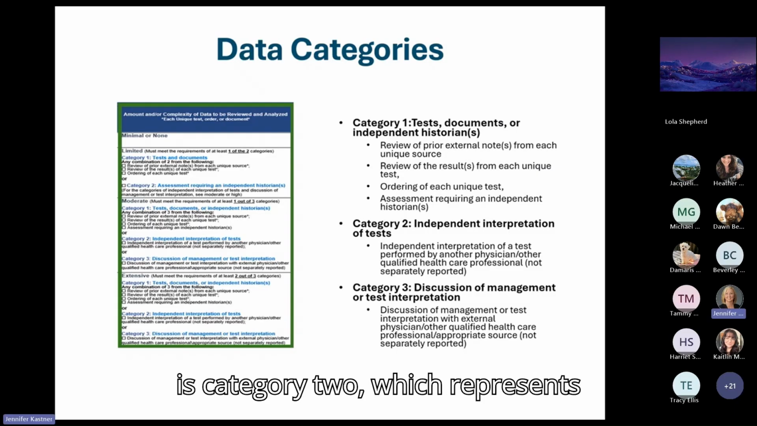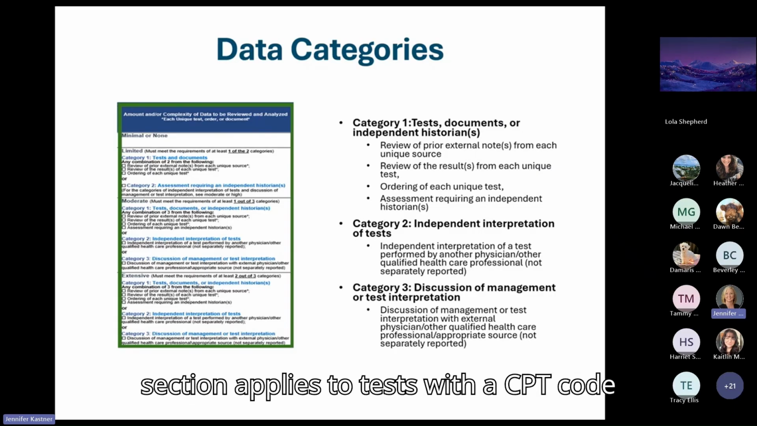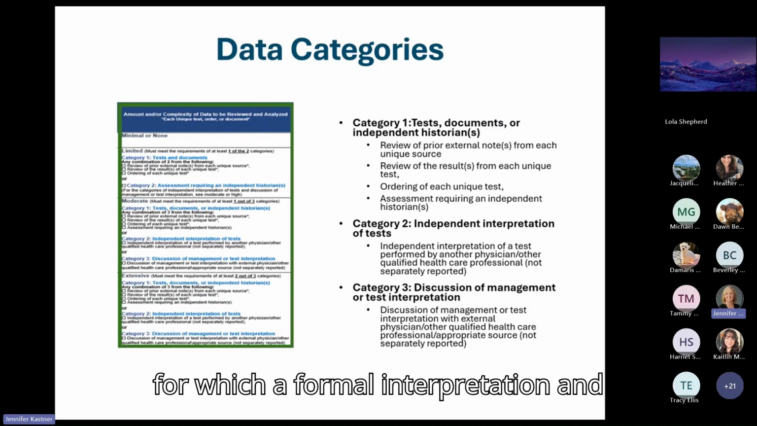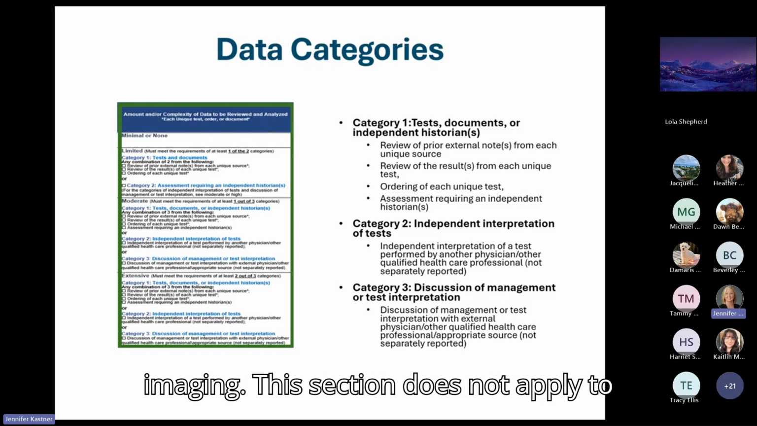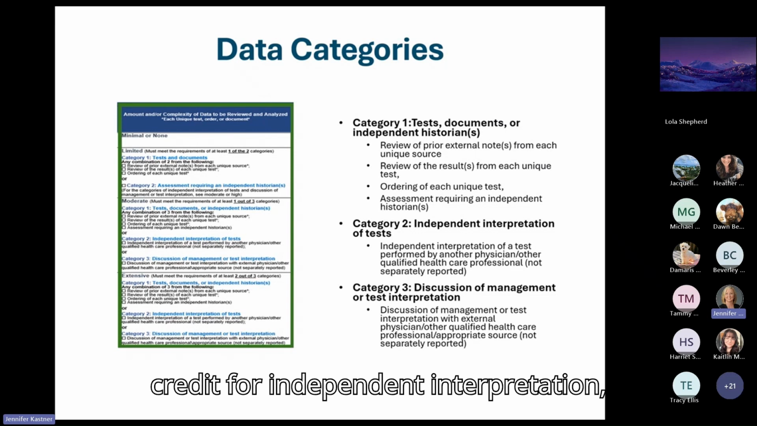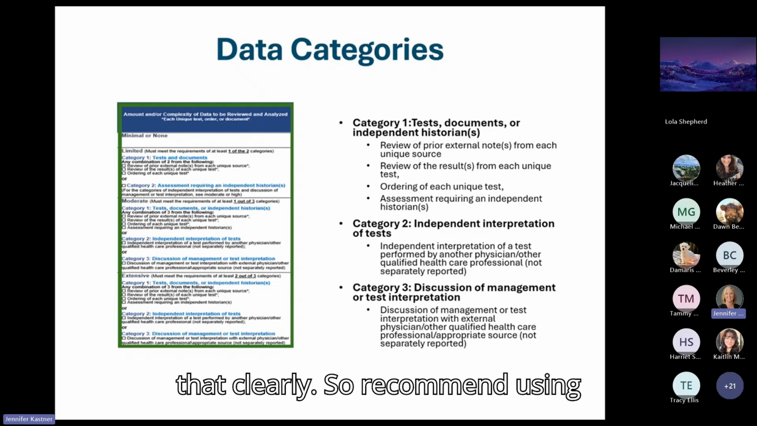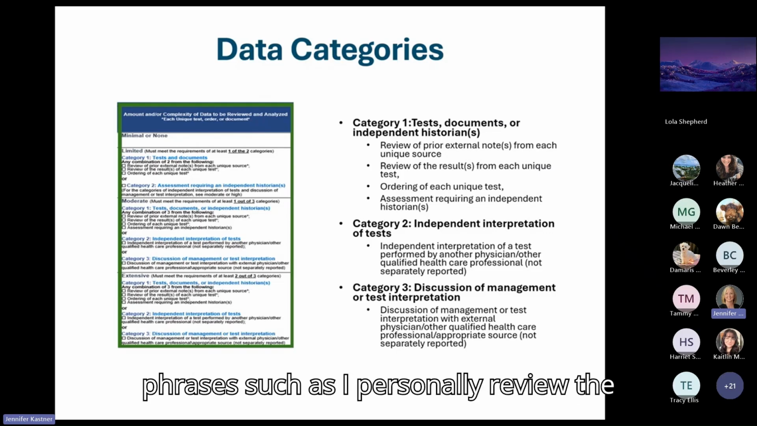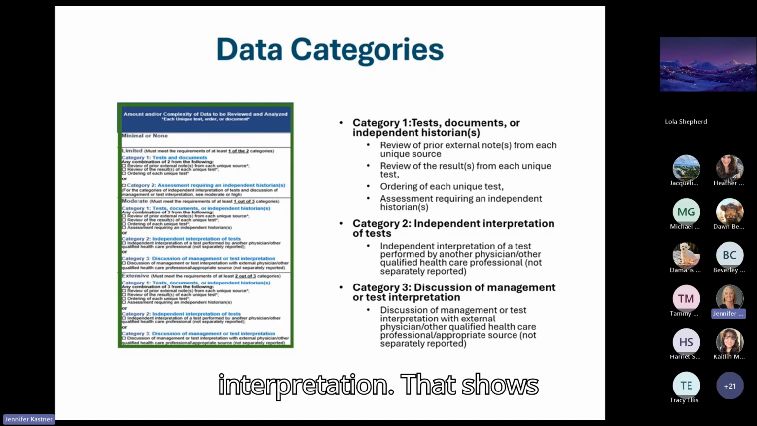Next is category 2, which represents independent interpretation of tests. This section applies to tests with a CPT code for which a formal interpretation and report is standard, such as diagnostic imaging. This section does not apply to laboratory services. And to get credit for independent interpretation, you must have personally reviewed the images or film, and you must document that clearly. So recommend using phrases such as, I personally reviewed the images, or I performed independent interpretation.